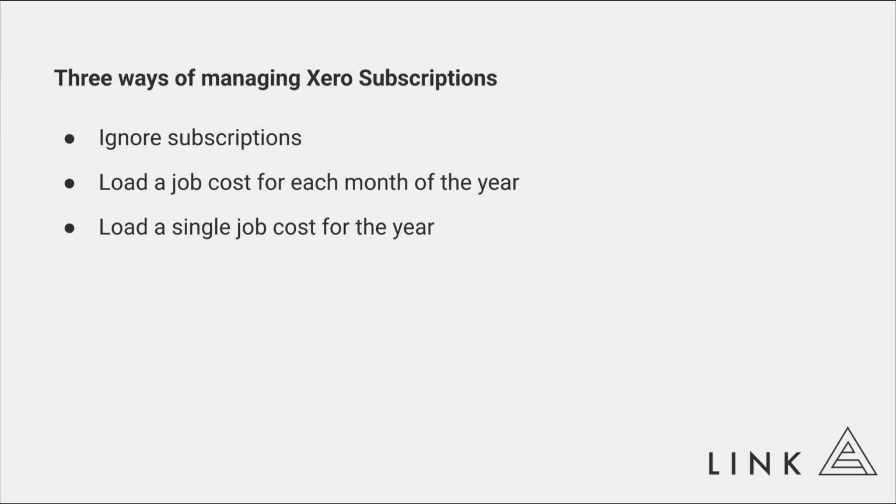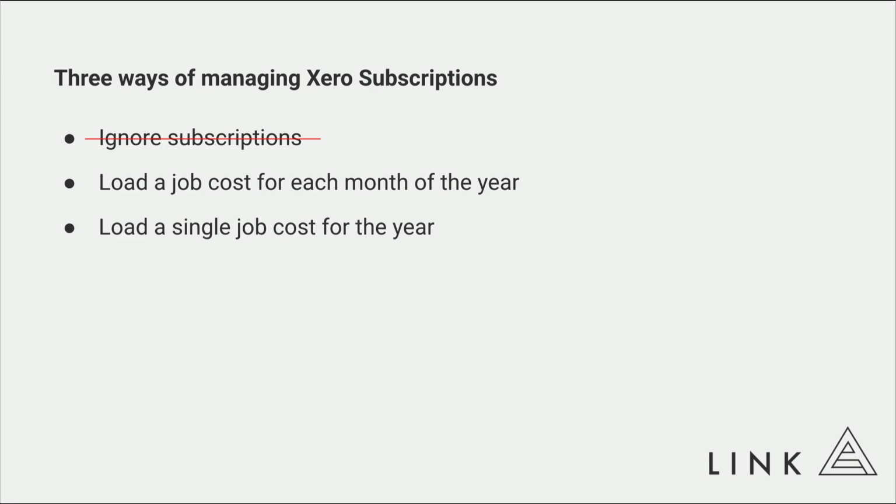Because we're creating these negative WIP entries from the invoicing, we need to create the corresponding disbursement to recognize the billable WIP. Otherwise, the $900 or so you've invoiced for the Xero subscriptions will incorrectly be recognized as revenue against your team members' time. For this reason, we don't want to choose the first option, which is to ignore the subscriptions. The next option is to load a job cost for each month of the year.